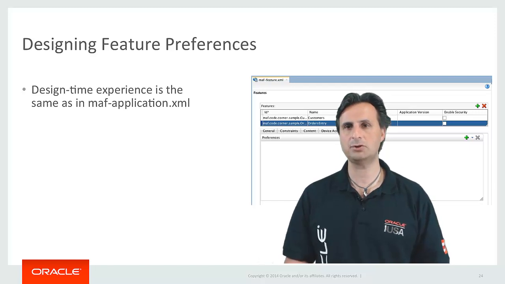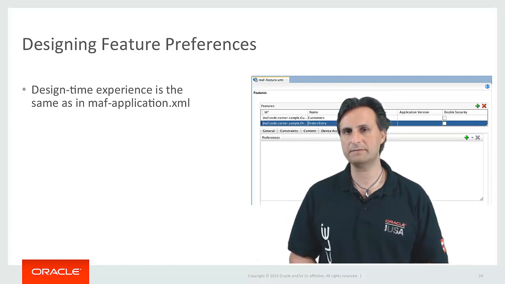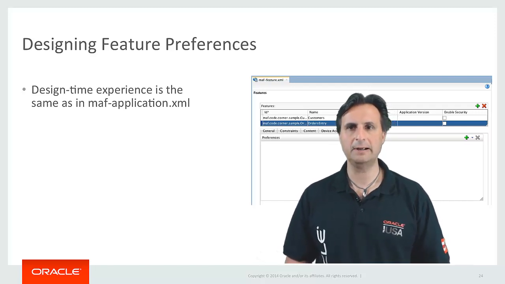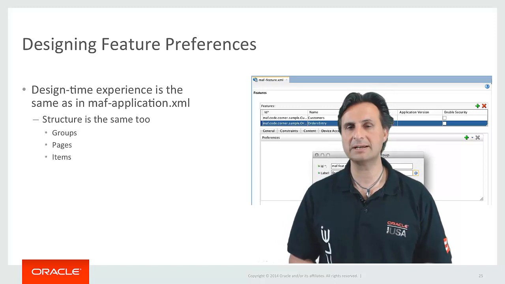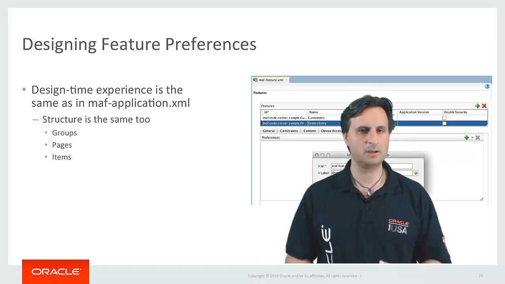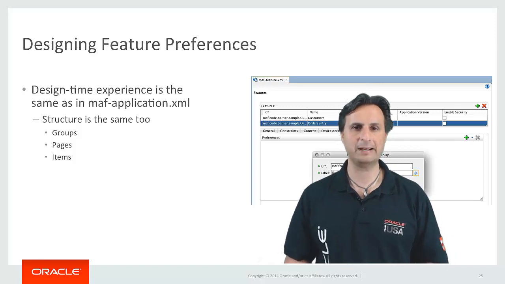It's the MAF feature XML file, where you select a feature, and this MAF feature XML file might have many features. You select a feature, and then you also have a preference tab to work with, and this preference tab, with the same working steps, the same elements you deal with declaratively, allows you to create preferences for the feature.